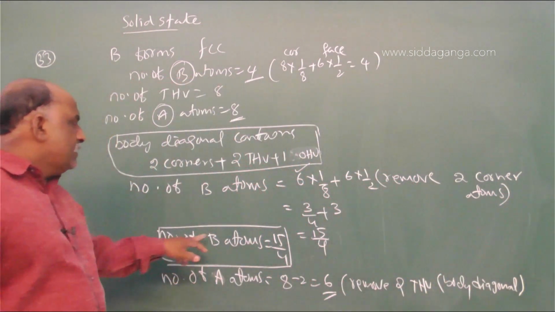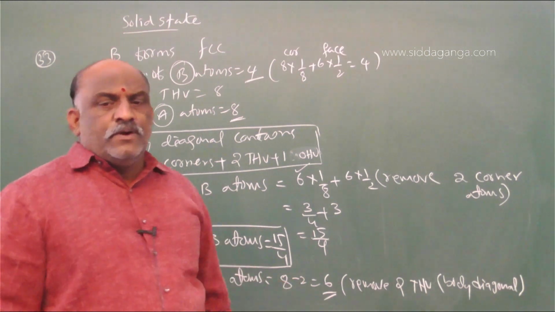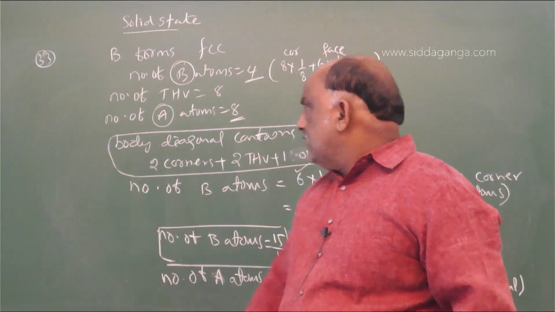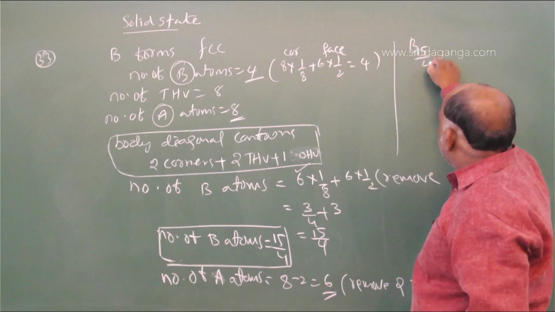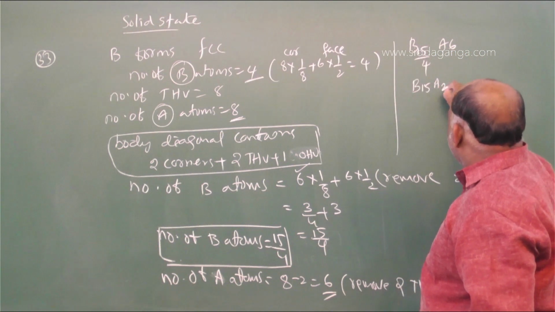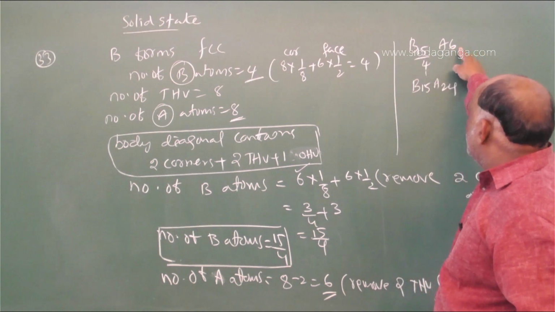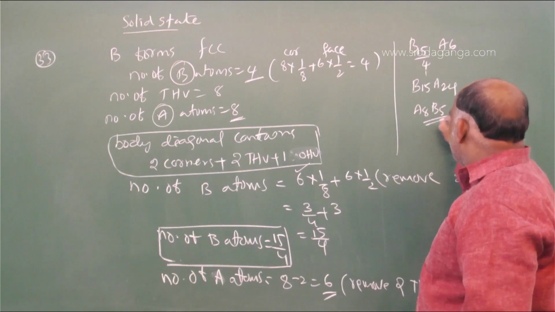So B is 15 by 4, A is 6. B is 15, A is 24, since 6 into 4 is 24. So 3 common, A8, B5.